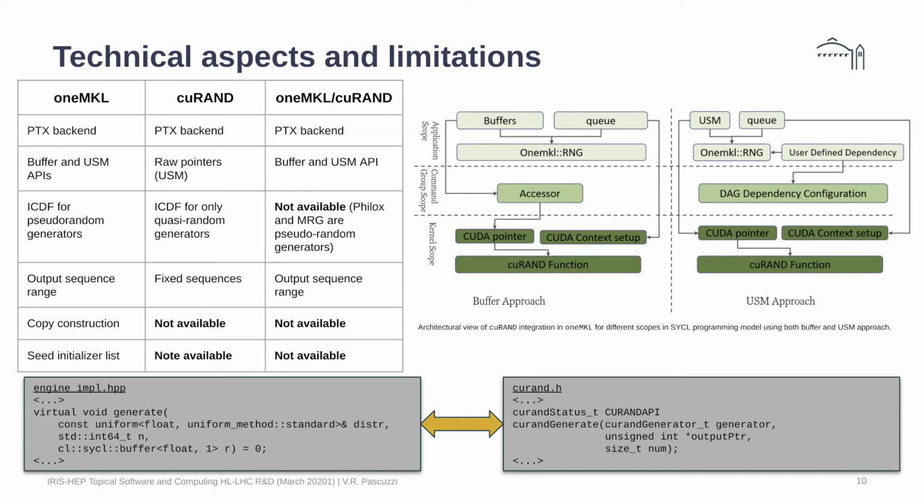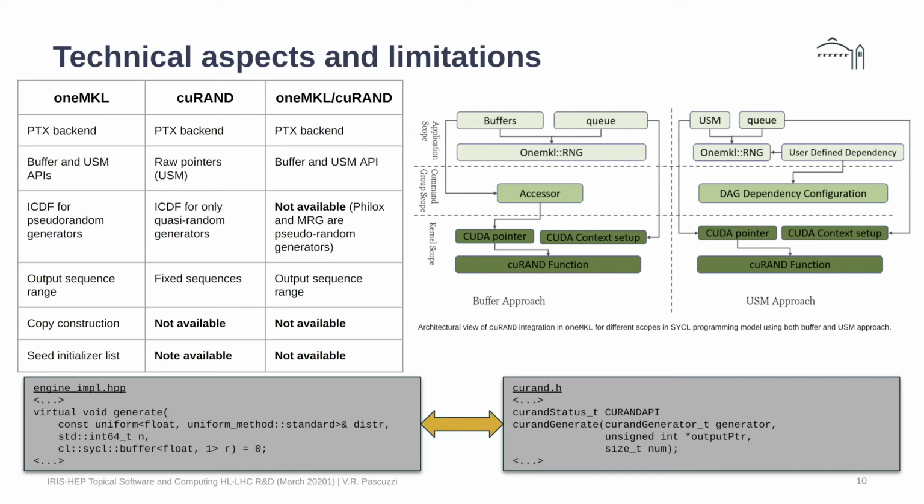On the right gives you an idea of the difference between the buffer approach and the USM approach. Again, SYCL buffers just take care of the data dependencies for you. That's what this flowchart is showing, from the top application scope to the middle row command group scope, and finally at the bottom the kernel scope. Whereas with USM, you have to take care of all the data dependencies yourself, because the SYCL runtime DAG does not handle raw pointers as you would expect.